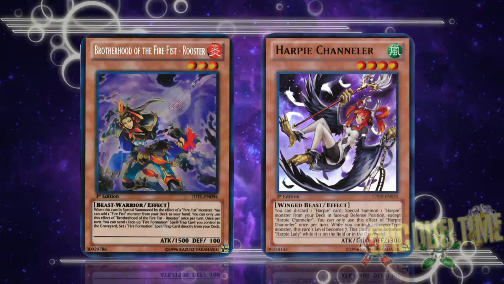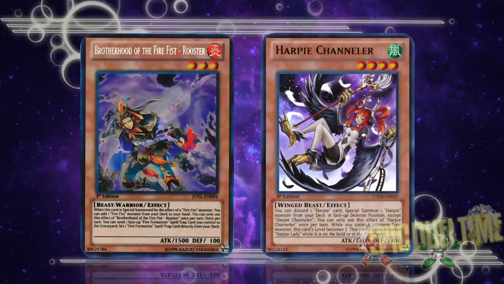The second one, however, says once per turn you can send one face-up spell or trap you control to the graveyard. It says once per turn. In this case, it's saying that every time you have a new Rooster, you can do it once per turn. So if I have 3 Roosters, I can use each one of them once per turn.